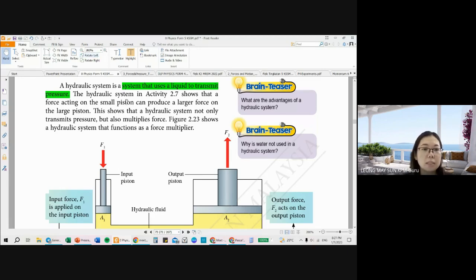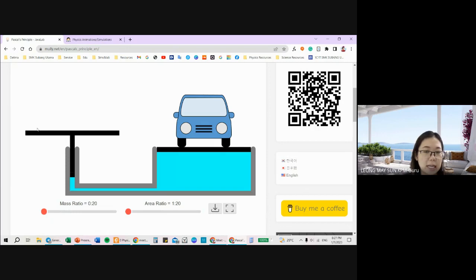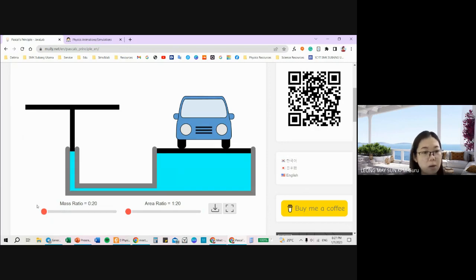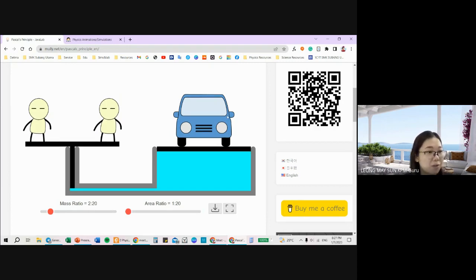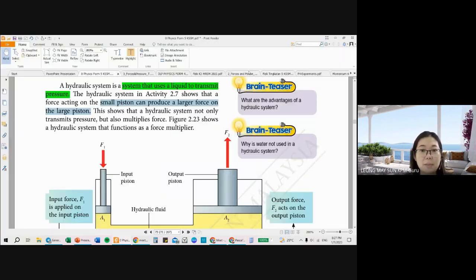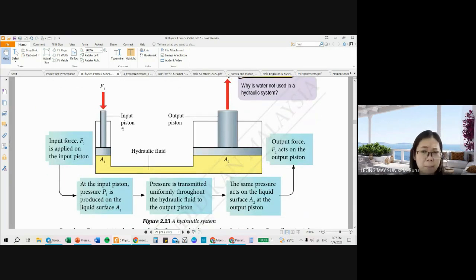All right, so a hydraulic system in activity 2.7 shows that a force acting on a small piston can produce a larger force on the larger piston. That's the reason why in this simulation, two percent can actually lift the car. A small force exerted on the smaller piston can create a larger force on the bigger piston. So this shows that a hydraulic system not only transmits pressure, but is also a force multiplier. So how do we know it's a force multiplier? It's based on this system.